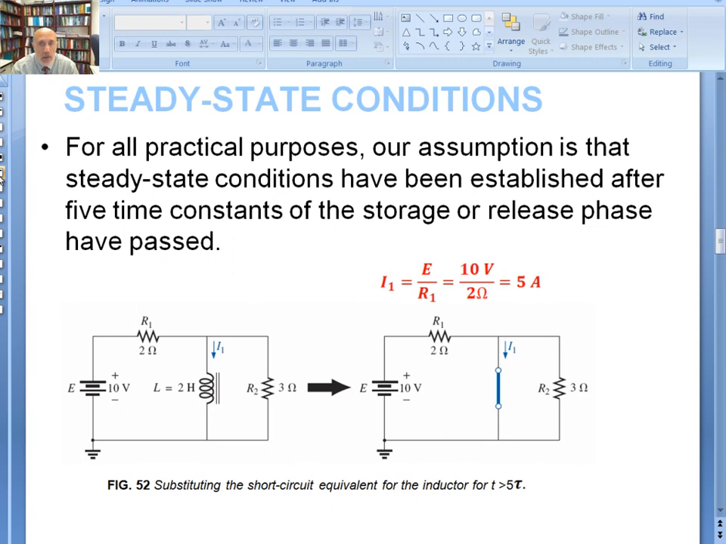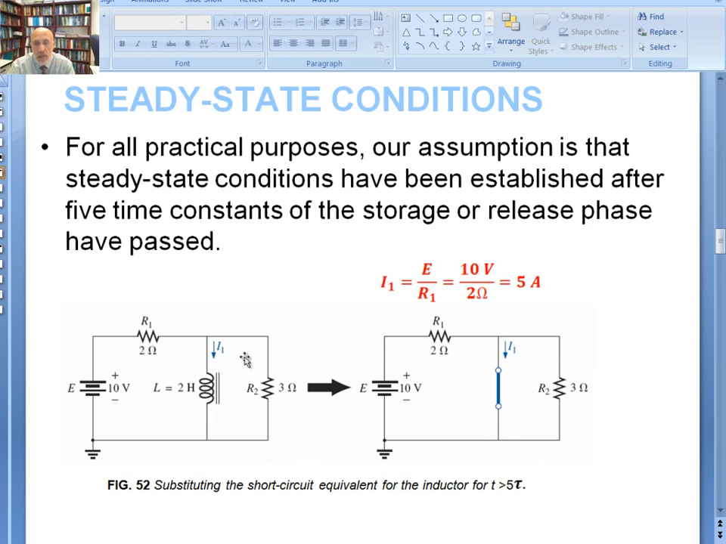So either during the storage or release phase, either during the charging or discharging. As an example, let's say you have a 10 volt source that is hooked up to a 2 ohm resistor and a 3 ohm resistor in parallel with a 2 Henry inductor. If you draw the equivalent circuit, you're going to treat this like a short circuit after the transient response. So at steady state, you replace it with a short circuit here.